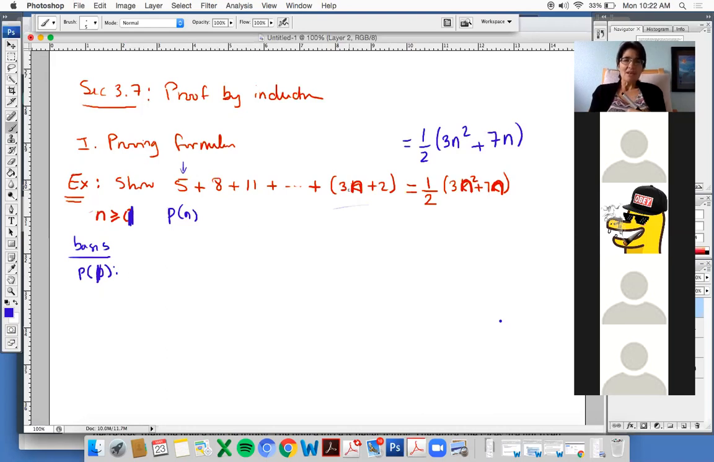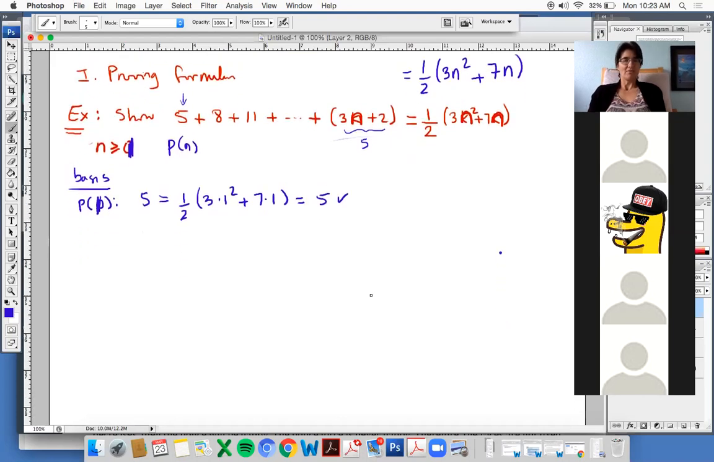When I plug n is 1 in here, I get that this equals 5. This tells you the end value in your sum. If the end value of my sum is 5, it only has one term. It's 5 and nothing else. Then on this other side, I plug in 3 times 1 squared plus 7 times 1, and this gives me 10 over 2, which is 5. So the basis step is shown to be true.